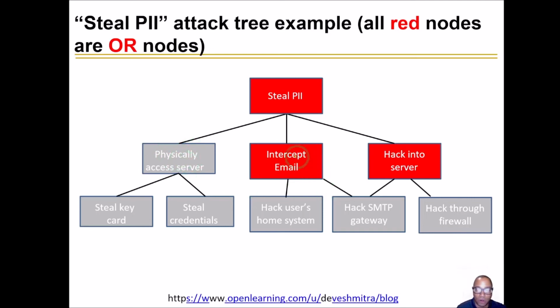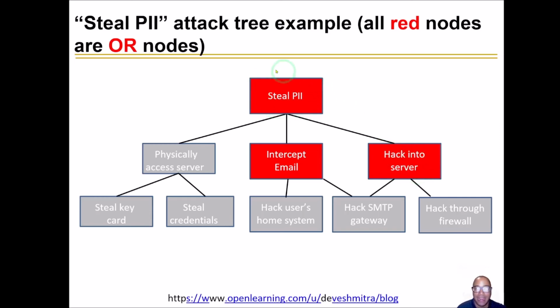For this OR operator here, intercept email, at least one of the conditions connecting to it has to be true. So either a user's home system was compromised, or the mail server's gateway was compromised or hacked. One of these conditions would be true. As long as one of those conditions is true, then we can say that email has been intercepted. And then the last one over here: was there a hack into the system? So maybe a hack took place through the mail server, maybe someone hacked through the firewall. At least one of these would be true. If one of these were true, then we know that there was a hack on the server and we roll it up.